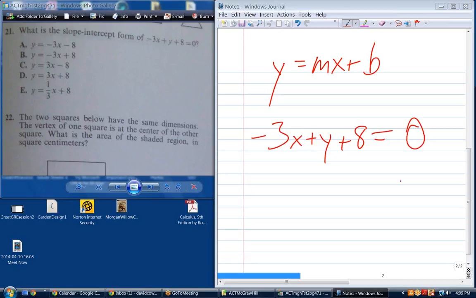How do I isolate y? You could subtract 8 first. Okay. So subtract or add 3x to the other side. Okay, so that's going to leave y all by itself on the left. What's the other side going to be? Positive 3x minus 8. Which answer is that? Good.